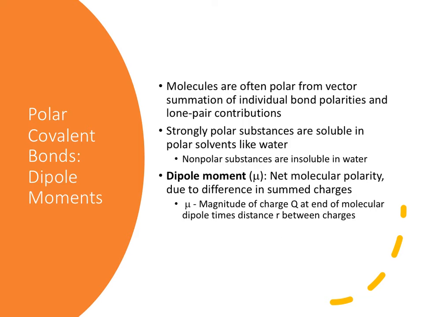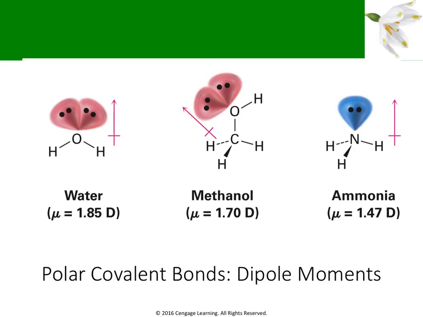Molecules can be overall polar if all of their polar bonds don't cancel each other out. And if a molecule is polar, it will have what's called a dipole moment, which is the magnitude of the charges at the end of the molecular dipole times the distance between the charges. So here are some polar molecules and their representative dipole moments. In the arrow drawn by each one, the head of the arrow points towards the partial negative end of the molecular dipole.